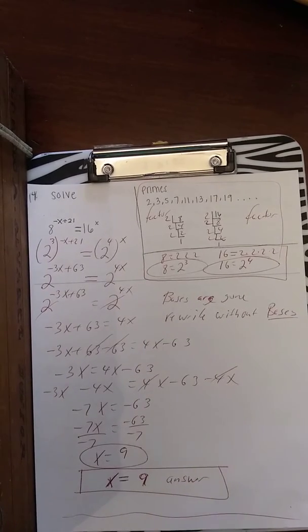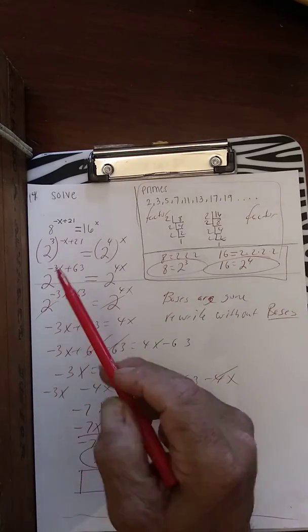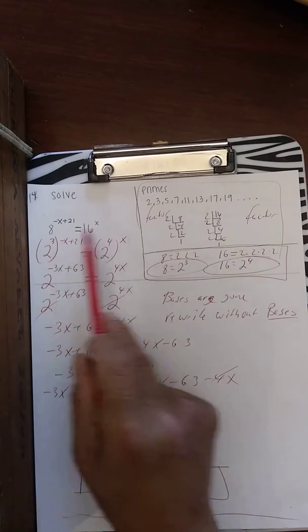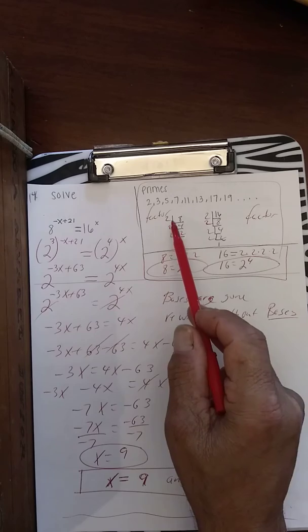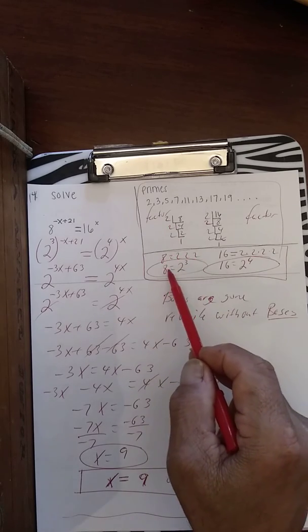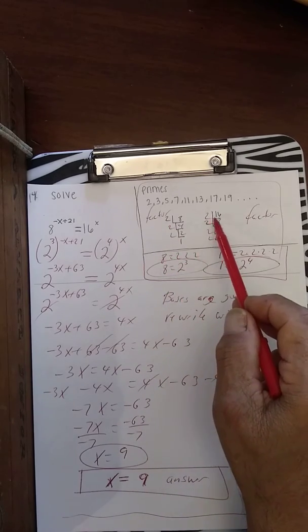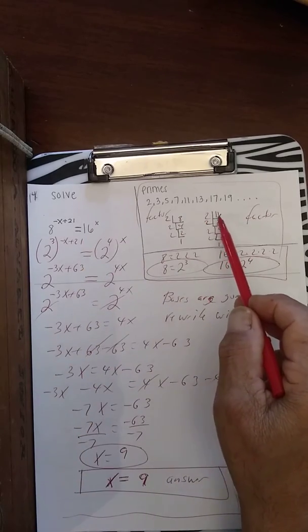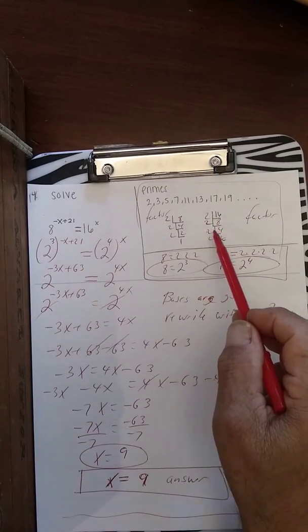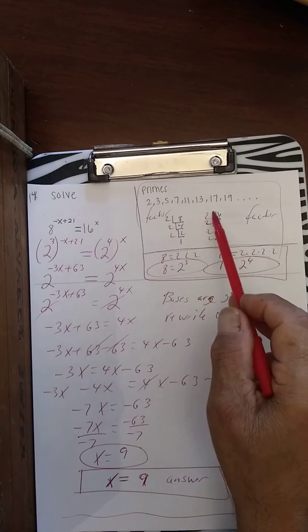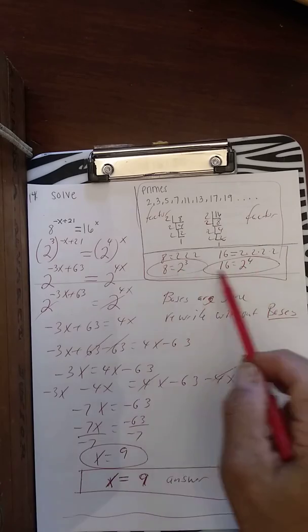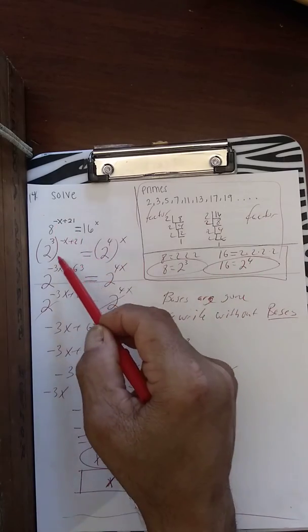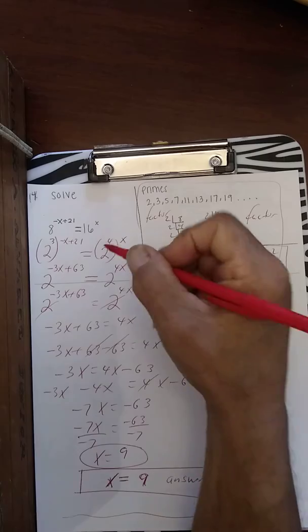Let's solve this exponential function. Alright. So you have 8 and 16. 2 divides 8, 4, 2 divides 4, 2, 2 divides 2, 1. So 8 is 2 times 2 times 2, or 8 is 2 to the 3 power. 16 is 2 times 2 times 2 times 2, or 16 is 2 to the 4 power. Replace these numbers right here. Back in the second one, just rewrite it.